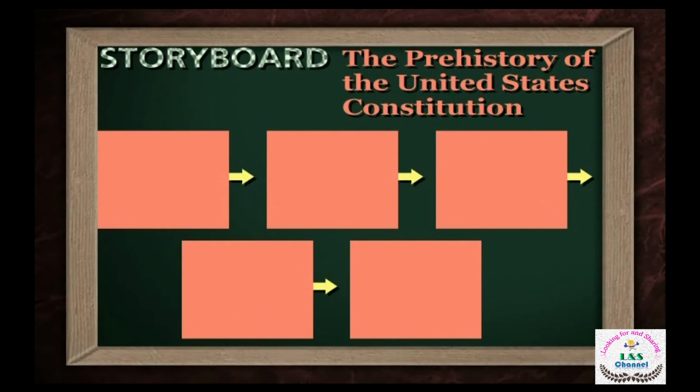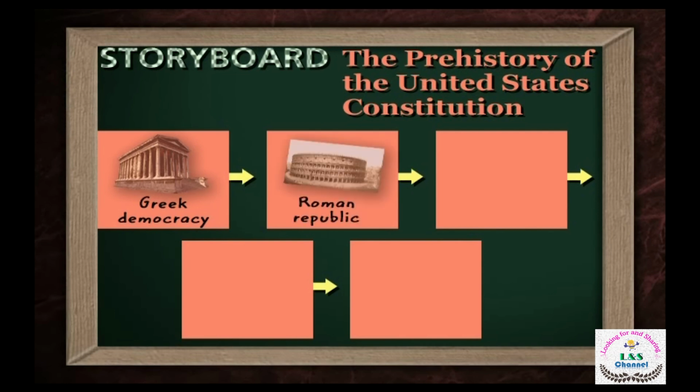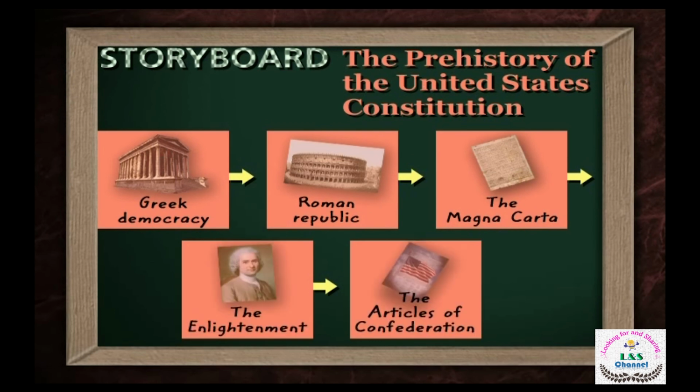Here's my sample storyboard for this essay. You can see that I've chosen 5 of the events, documents, governments, etc. that some historians believe had an influence on the drafting of the United States Constitution. In the first box, I placed Greek democracy. Then I put the Roman Republic in the second box, then the Magna Carta, then the Enlightenment, and finally the Articles of Confederation in the last box.